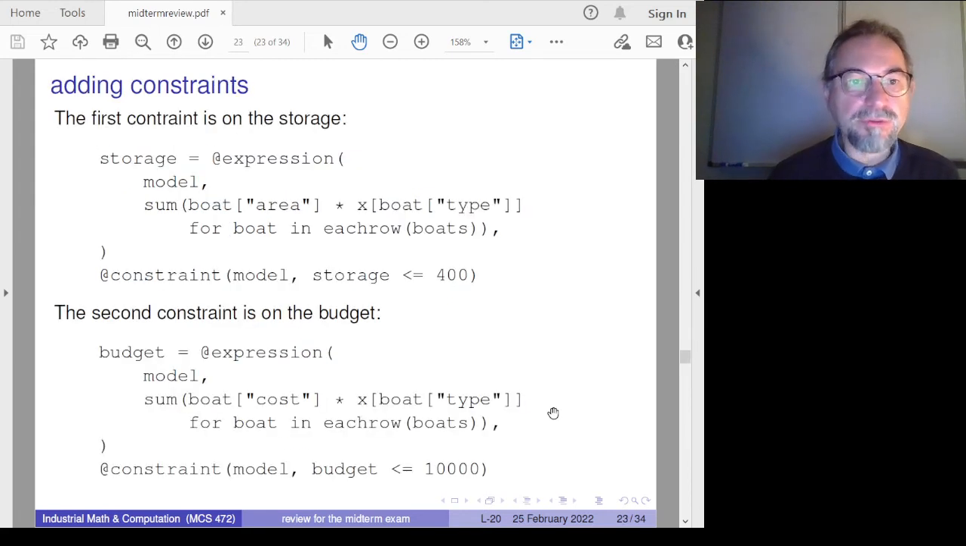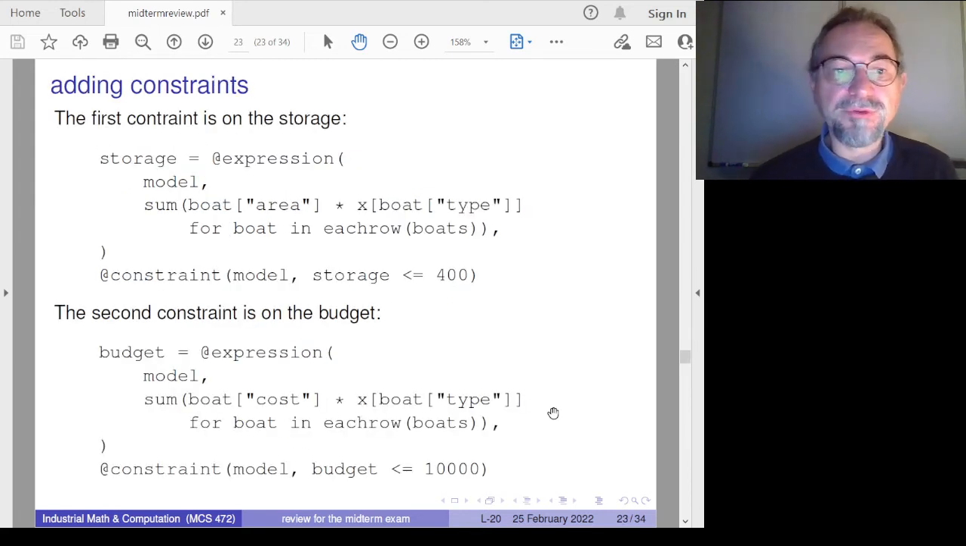Okay, so then we had two constraints. So we had the constraint on the storage and a constraint on the budget. So these are two expressions that we're going to add to the model as constraints. Okay, I said that the table was self-contained. I was not correct. So we have the constants 400 and 10,000. 400 is the capacity of our storage area, and $10,000 is our budget.